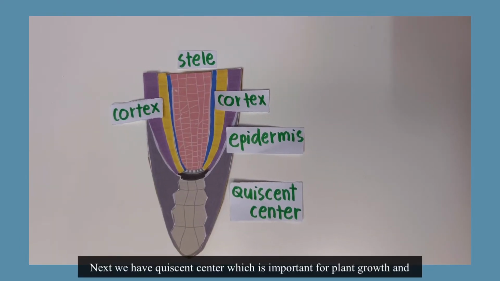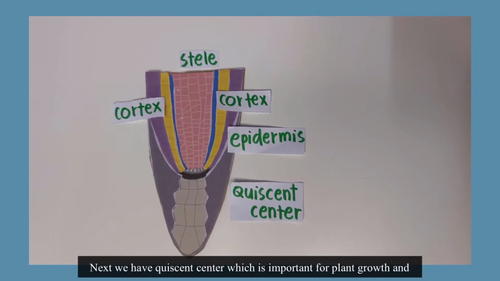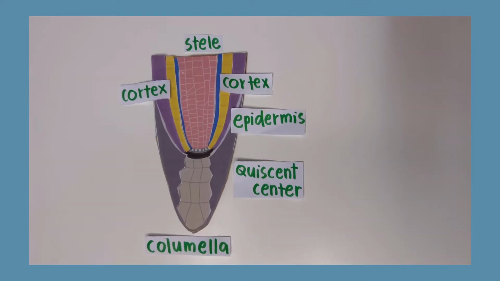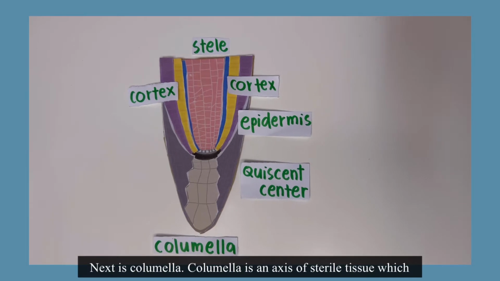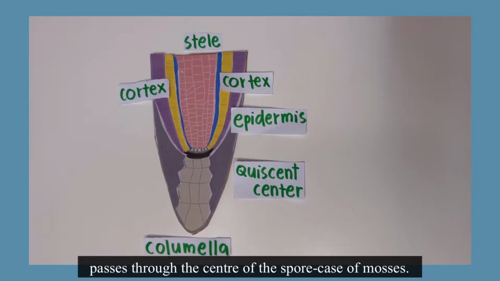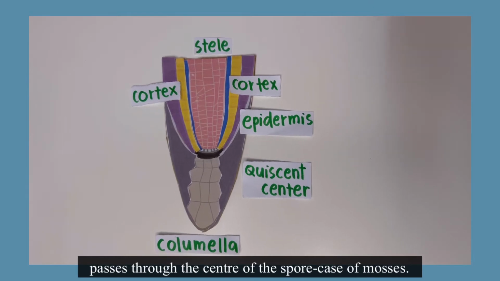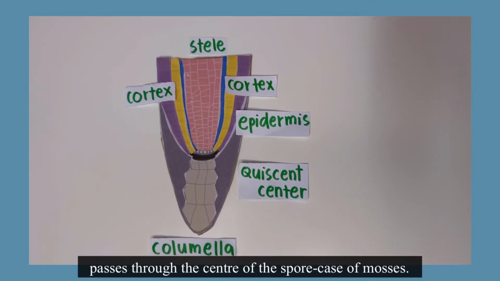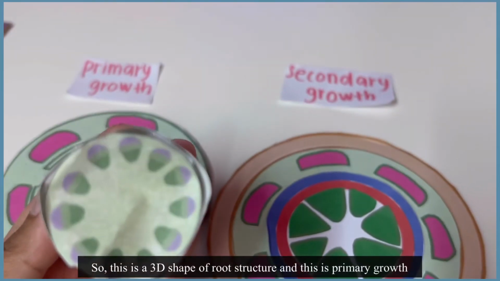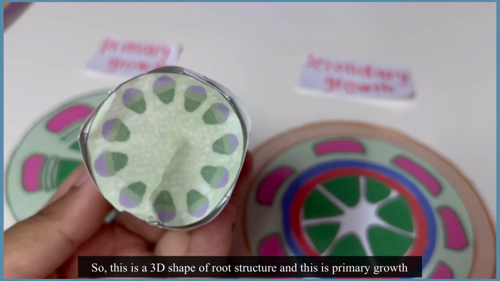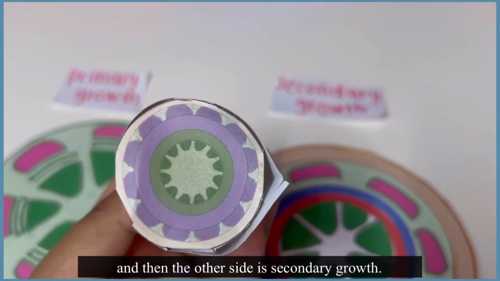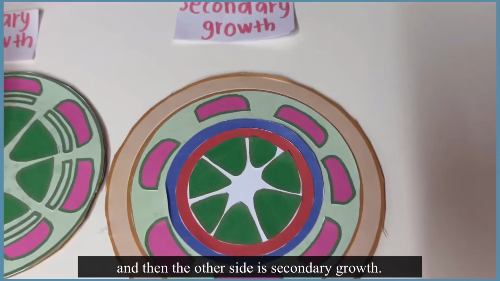Next, we have quiescent center, which is important for plant growth and plant productivity. Next is columella. Columella is an axis of sterile tissue which passes through the center of the spore case of mosses. So this is the 3D shape of the root structure, and this is primary growth, and then the other side is for secondary growth.